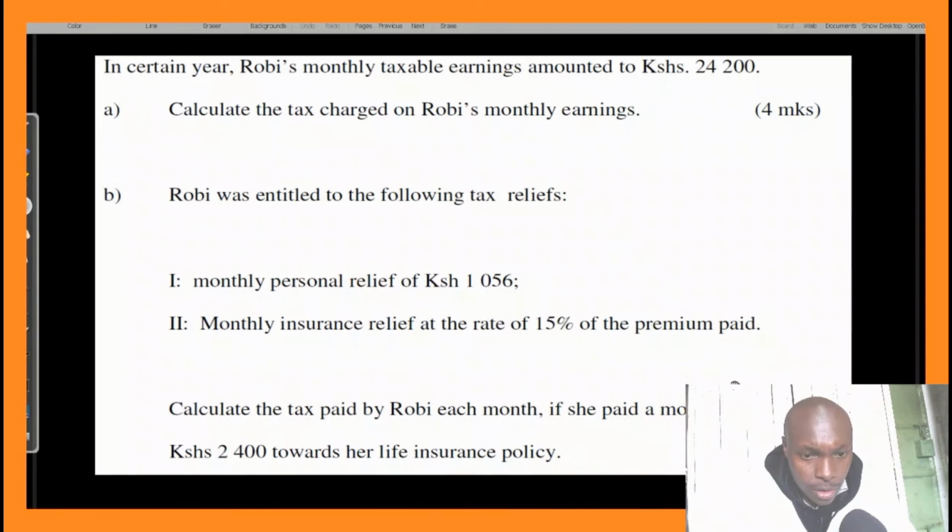Now in a certain year, Robbie's monthly taxable earnings amounted to 24,200 shillings. Part A, calculate the tax charged on Robbie's monthly earnings. Part B, Robbie was entitled to the following tax reliefs. 1. Monthly personal relief of 1,056. 2. Monthly insurance relief at the rate of 15% of the premium paid. Calculate the tax paid by Robbie each month if she paid the monthly premium of 2,400 towards her life insurance policy.